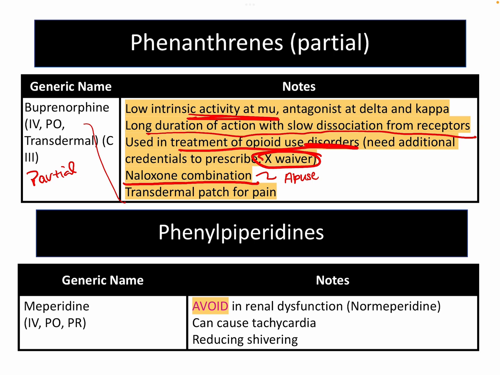Now, moving on to meperidine. What I want you to know about meperidine is that it's no longer really used for pain management. Per the APA, the American Pain Association, it should not be used for pain. It primarily gets used for shivering. And the reason is because of this toxic metabolite that can accumulate in renal dysfunction, normeperidine.